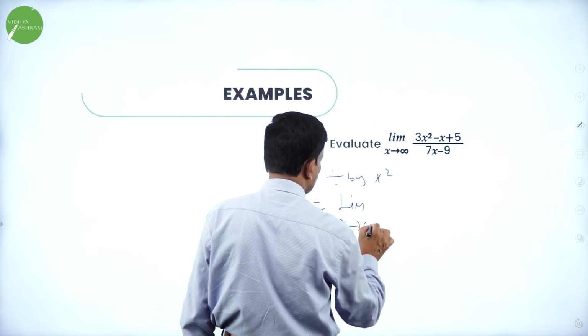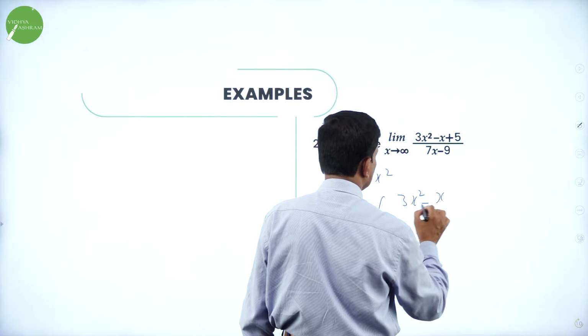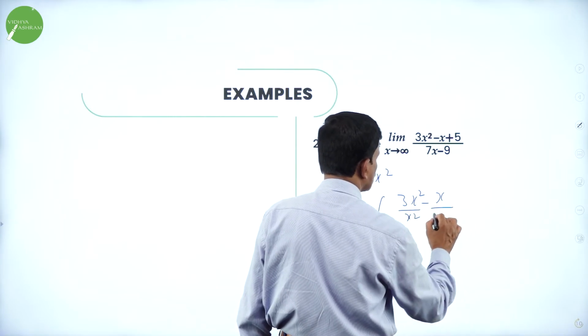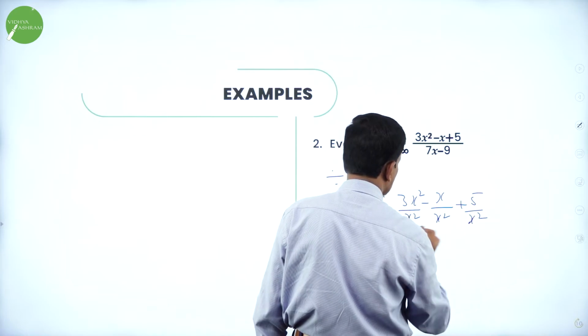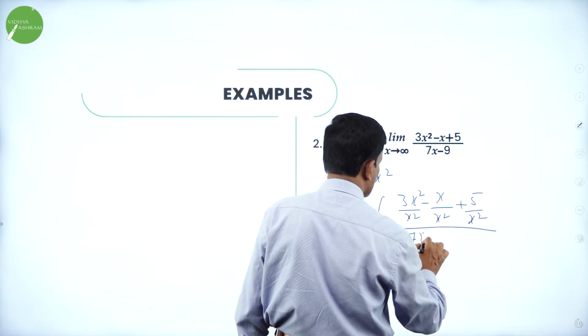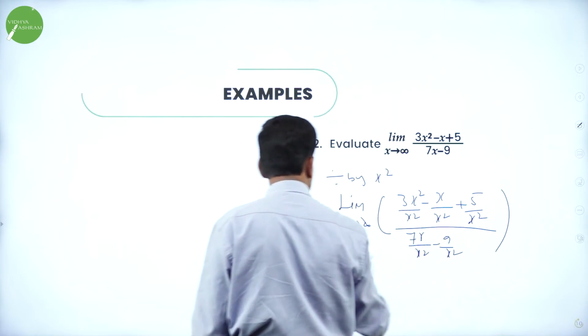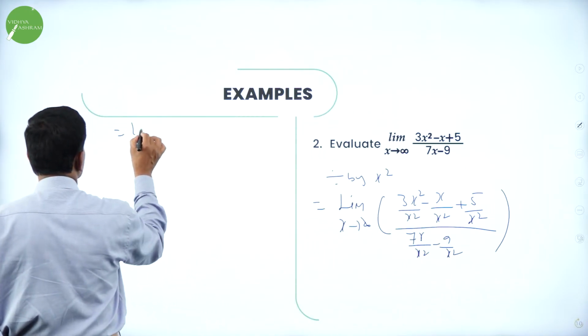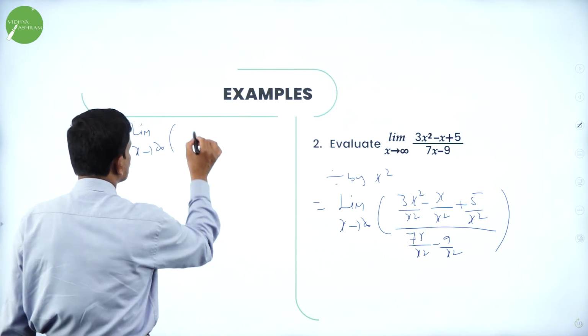Limit x tends to infinity of term by term division: 3x square divided by x square minus x by x square plus 5 divided by x square, whole divided by 7x divided by x square minus 5 by x square. Here x square and x square gets cancelled. Limit x tends to infinity of x square and x square gets cancelled.